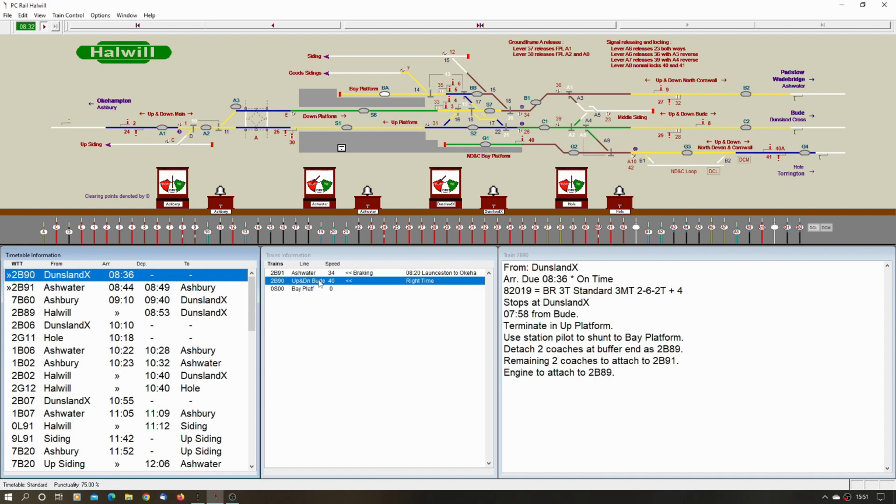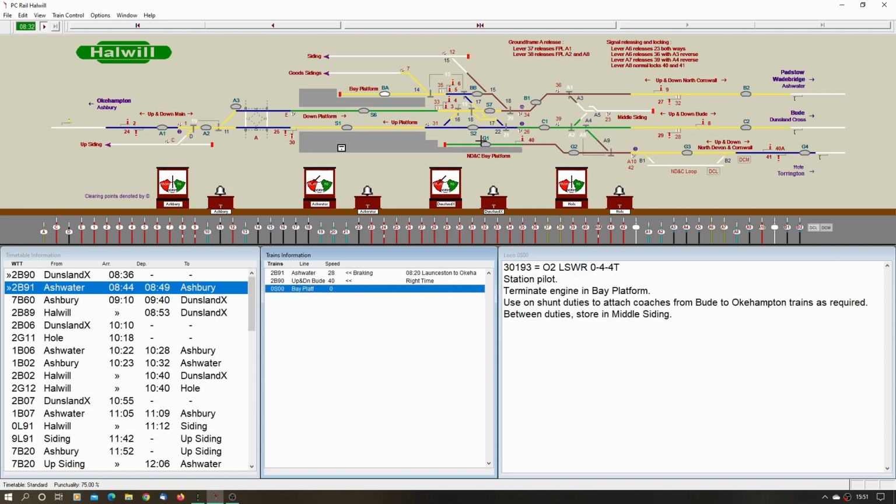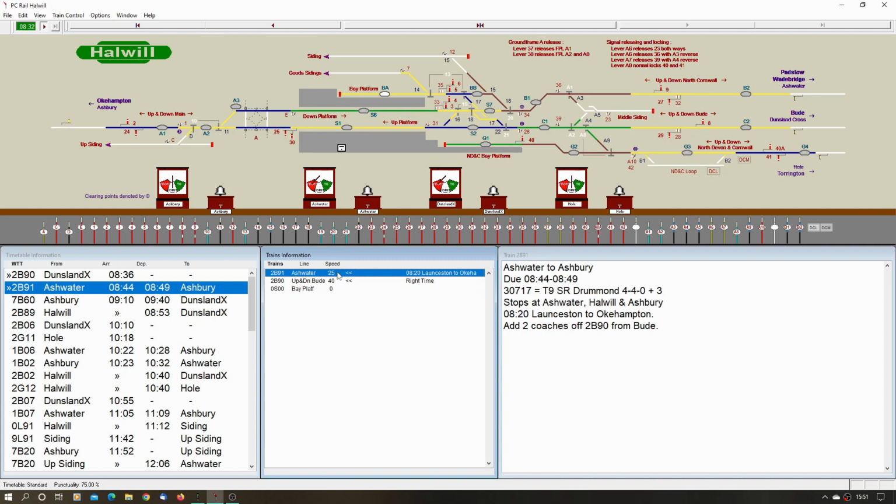It's where to put this shunter, I think, after he's done his shunt moves. Oh, of course, it says, I read the notes, store in middle siding. So I put him in the middle siding. Right, we've got this one.